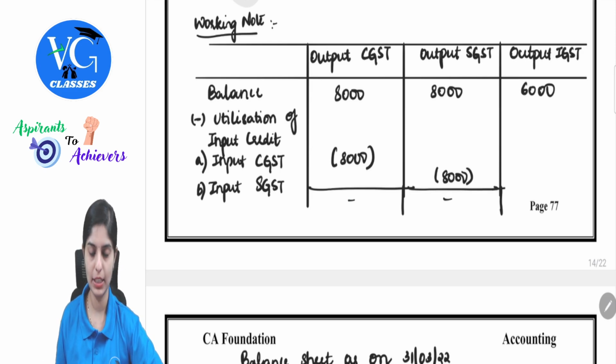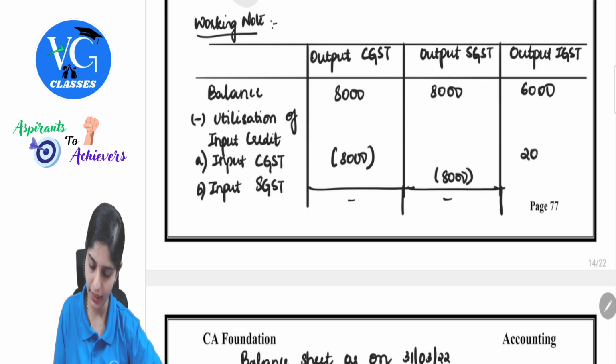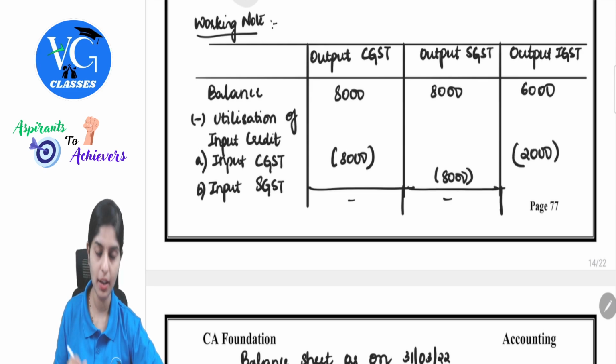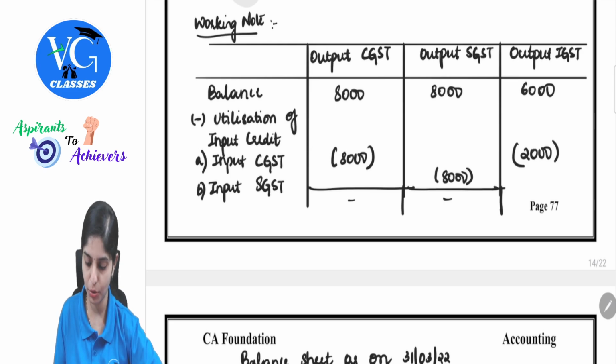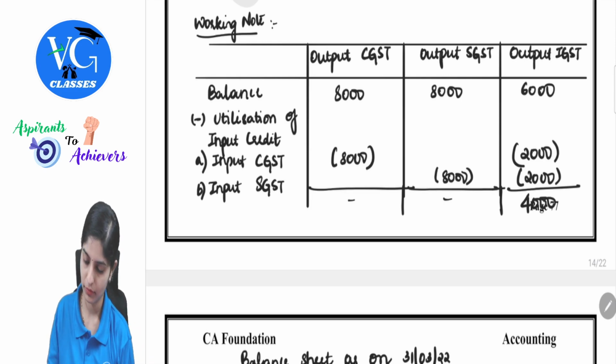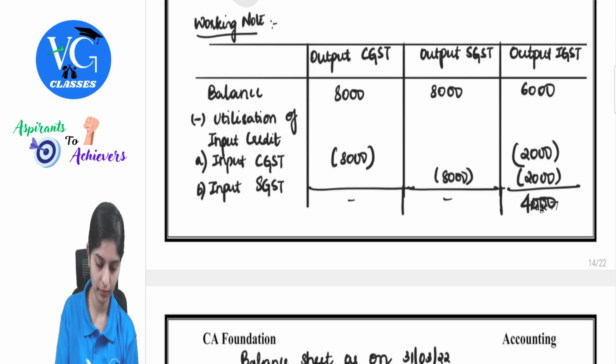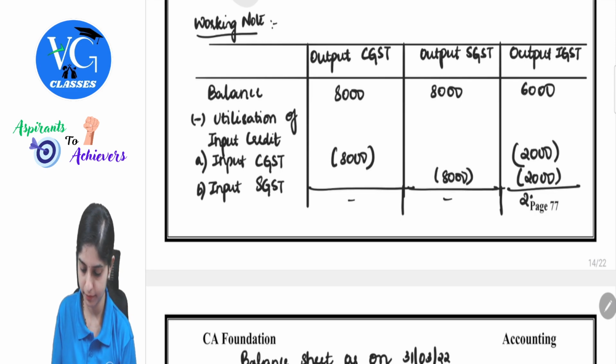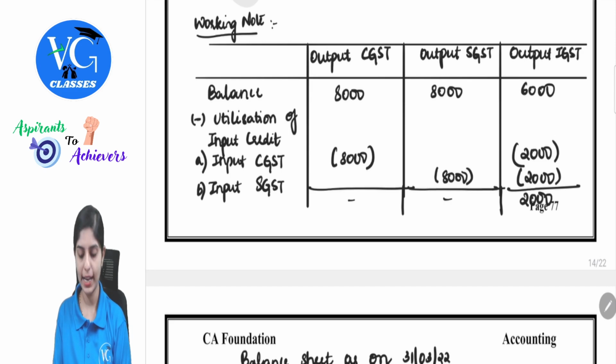From input CGST, I still had 2,000 left. So I will give that for output IGST. From input SGST, I still had 2,000 left. So that I will give it for IGST. So here I will be left with 2,000 more with respect to IGST.